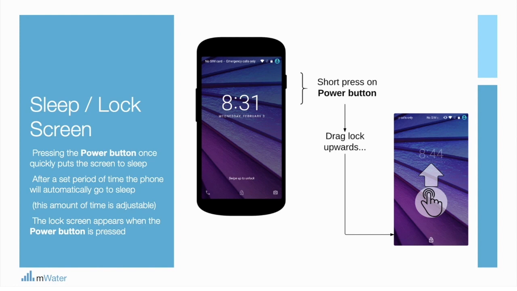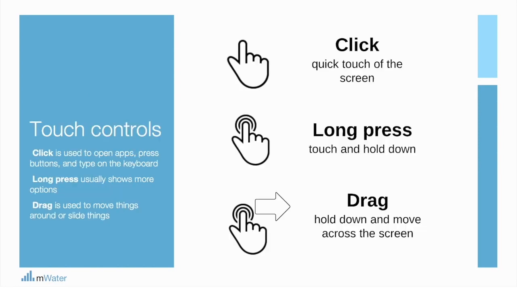If the device is in sleep mode, the user can press the power button and swipe up to unlock the device. If the user has set a password for the device, it will have to be entered in order to wake the device from sleep mode. In this lesson, we'll also go through how to set the period of time after which the device will automatically go to sleep. When using Android devices, there are three main types of on-screen controls that users can do.